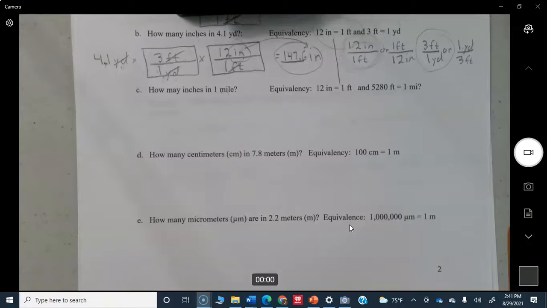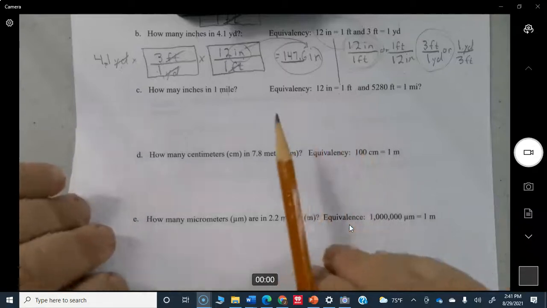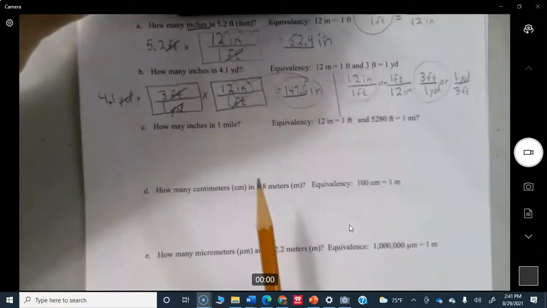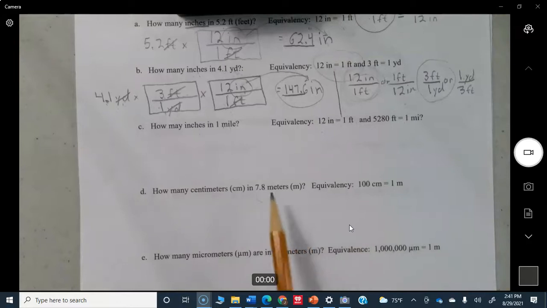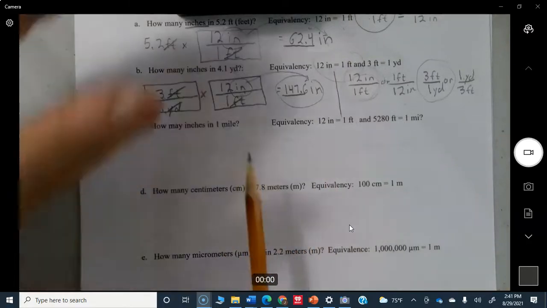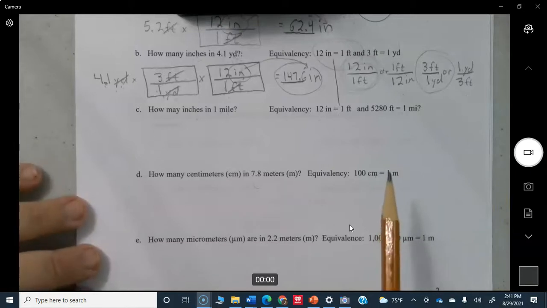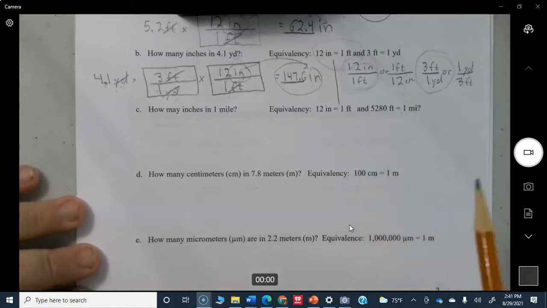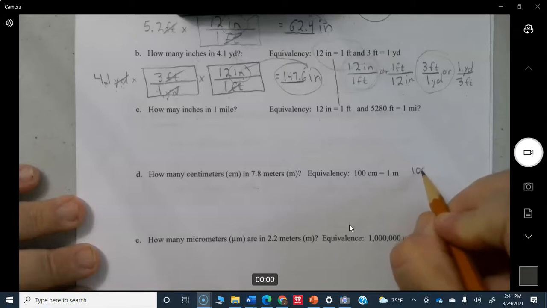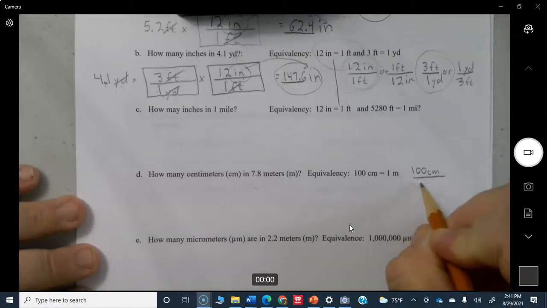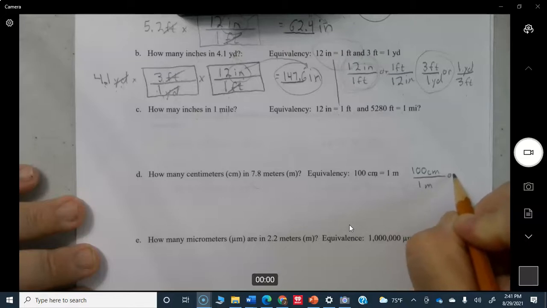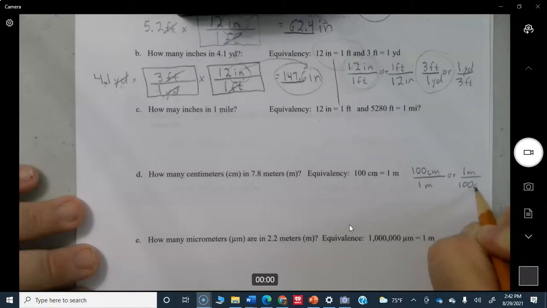All right. How many centimeters in 7.8 meters? Well, let's see. Okay, this is just a single conversion because we do have a conversion from centimeters to meters. I give it to you here, but there's a table you'll see later in this assignment where you could have gotten that. So we write our conversion factors here. There's 100 centimeters for every 1 meter, or that's equal to 1 meter for every 100 centimeters.